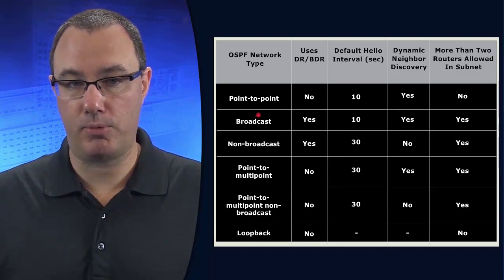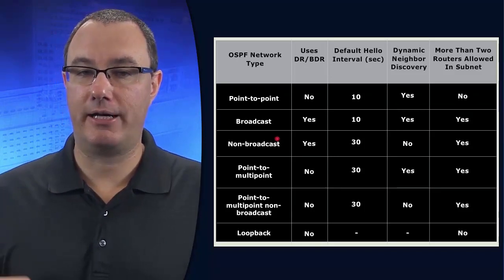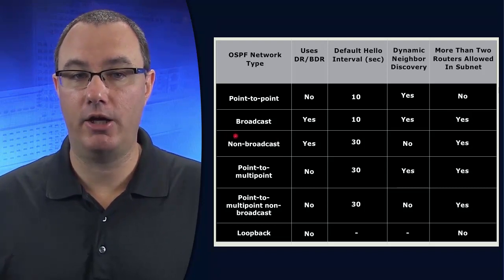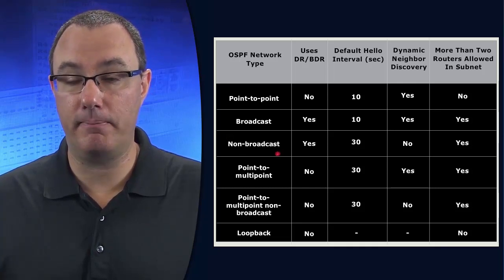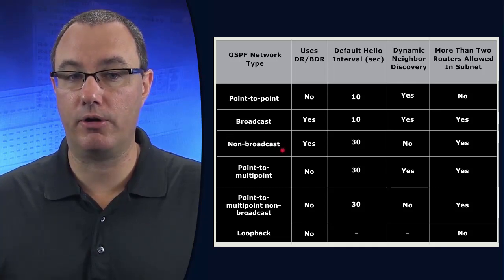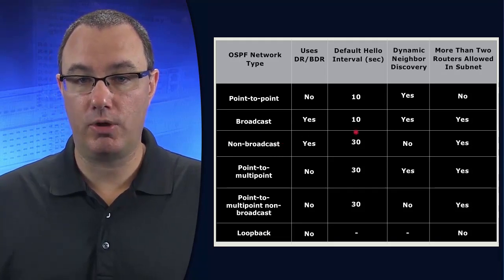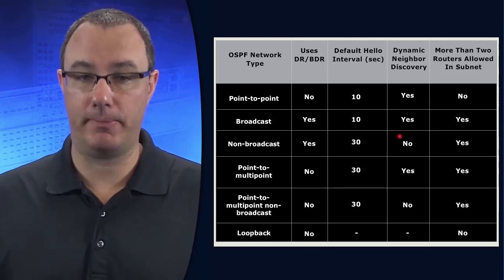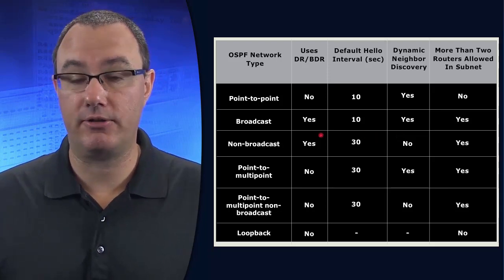This isn't that important. Non-broadcast, this modality demands a DR. This is the default in frame relay multi-point sub-interfaces as well as a major interface. So if you don't configure on a sub-interface, this is what you get, which may mean you want to manually specify your neighbors with the neighbor command. And you want to control the DR and make sure that that is on the hub.